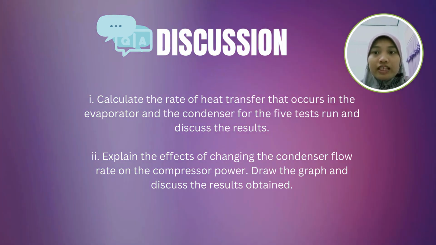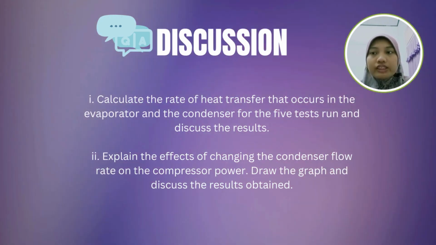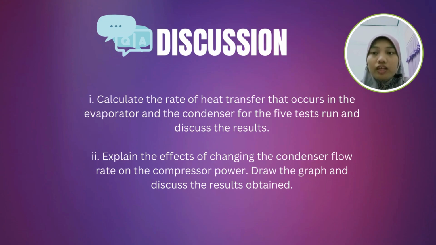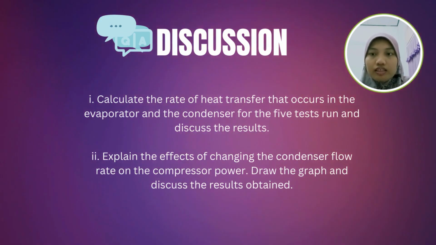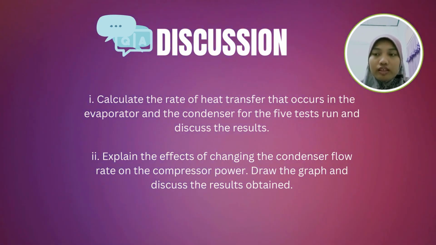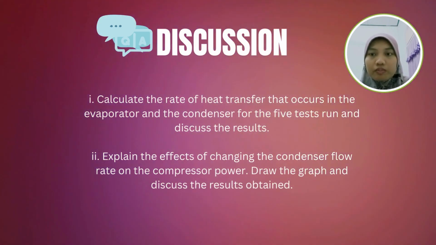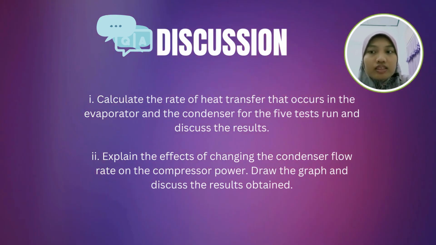For the discussion, we need to calculate the rate of heat transfer that occurs in the evaporator and the condenser for the 5 test runs and discuss the results. The second is to explain the effects of changing the condenser flow rate on the compressor power. Draw the graph and discuss the result obtained.